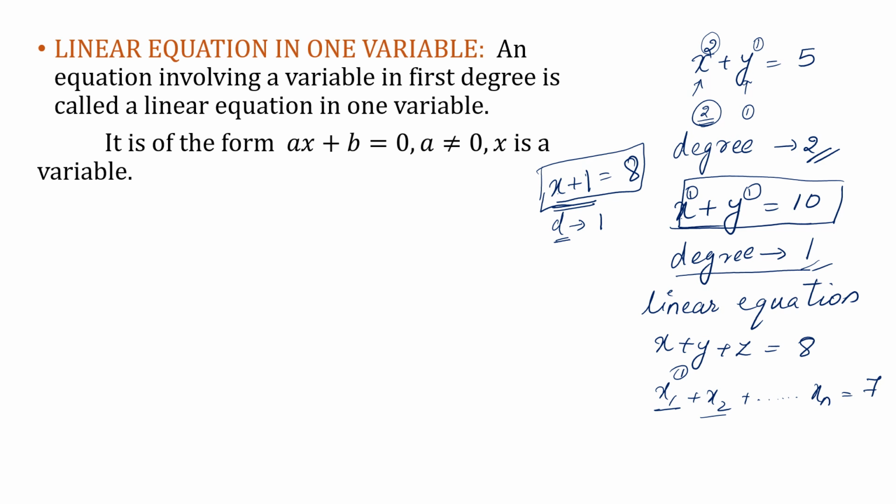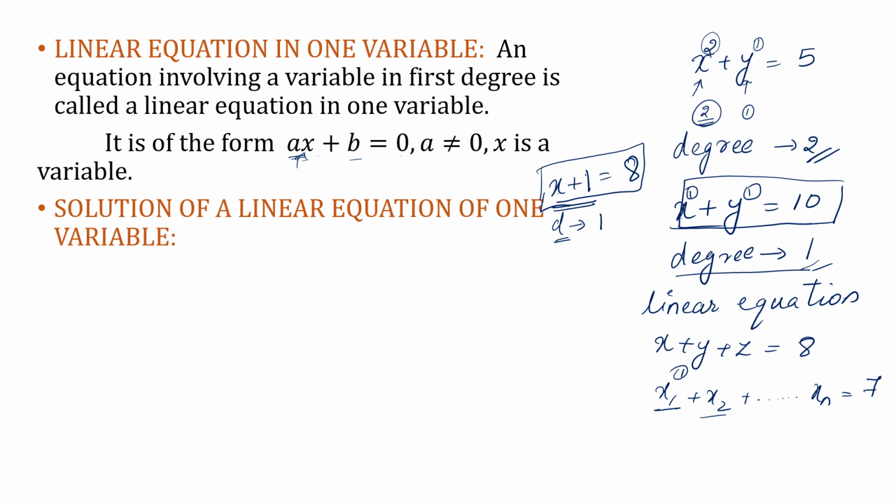So this will be in the form of ax plus b is equal to 0. Here a cannot be 0, because if a becomes 0 then there is no variable left, only b is equal to 0. So there is no variable left out, and we cannot say it is an equation with a variable.